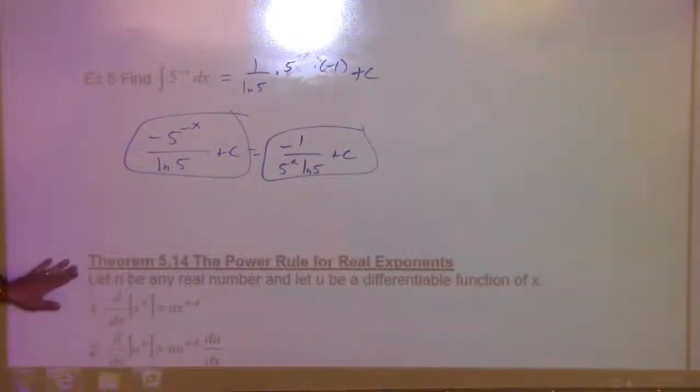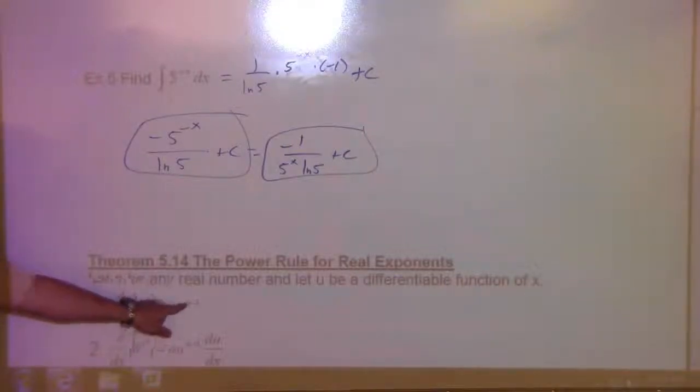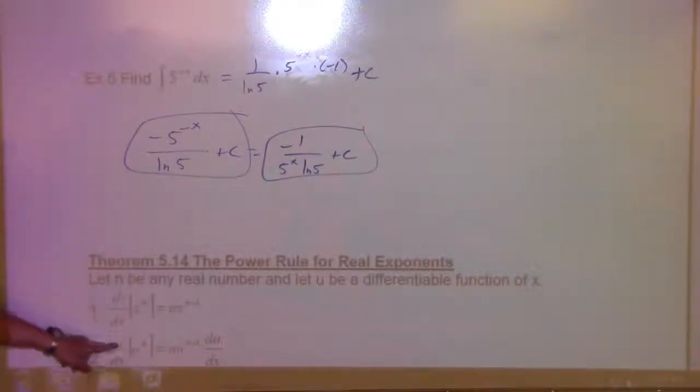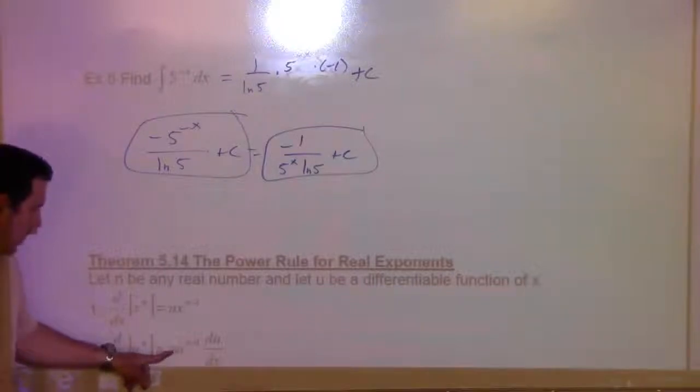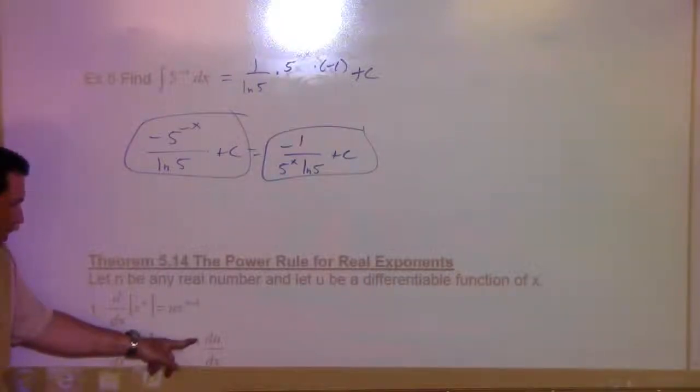Down here, the power rule for real exponents. Let n be any real number, and let u be a differentiable function of x. The derivative with respect to x of x to the n is n times x to the n minus 1. And the derivative with respect to x of u to the n is going to be n times u to the n minus 1 du dx.